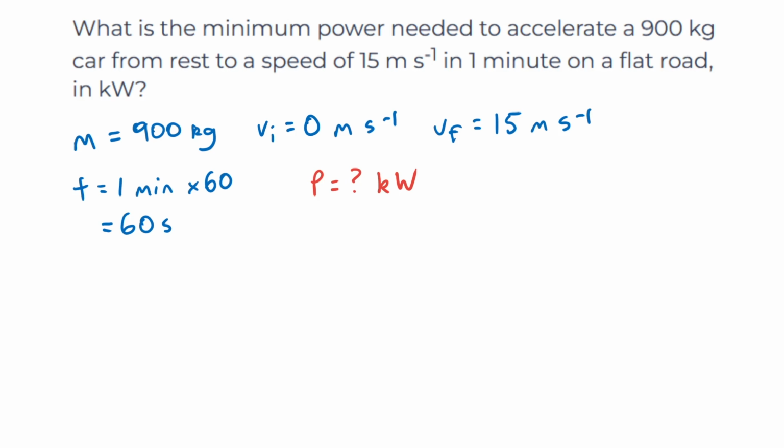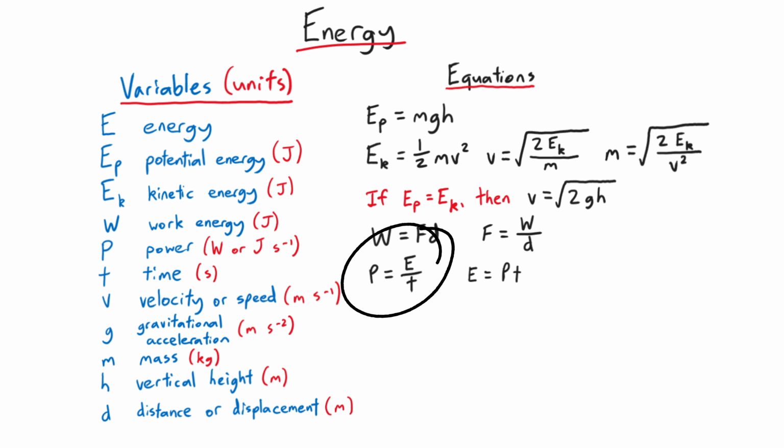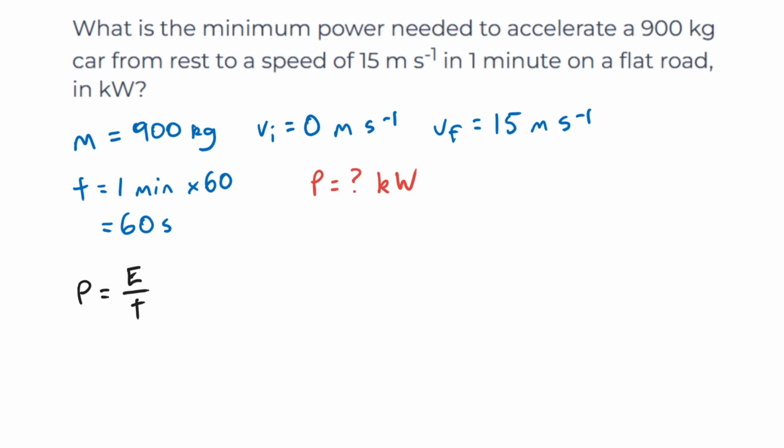Power is a measure of the rate of energy used per unit of time, so the units are joules per second. Instead of saying joules per second, you can say watts instead. The equation for power is P equals energy over time, or E over T. We have velocity and mass, so we can calculate the kinetic energy gained by the car when it reaches its final velocity after starting from rest. Because E equals EK, we can replace E in the power equation with half mv squared. So P equals half mv squared over T.